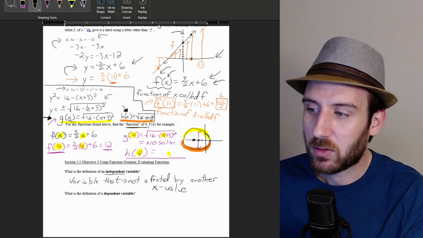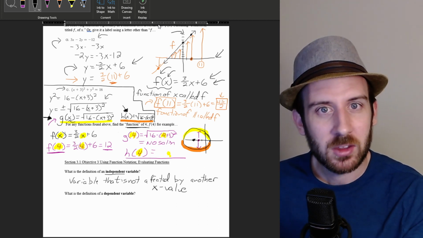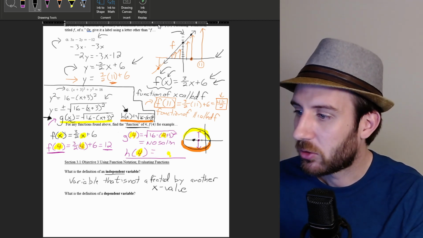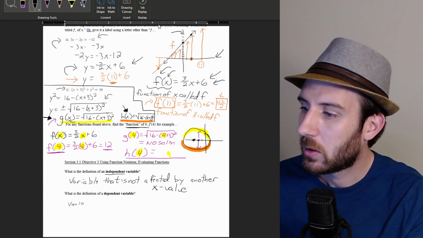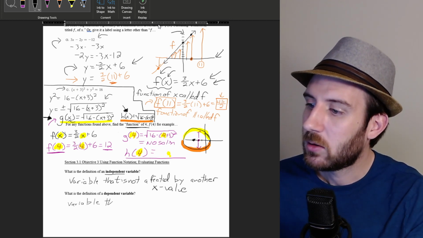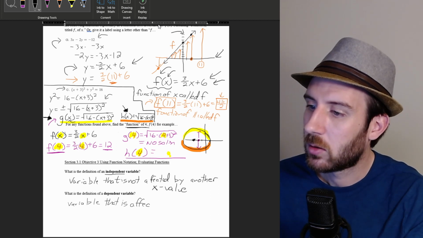What is the dependent variable? Well, that is the thing that's going to be affected by another value. So you'd say it's a variable that is affected by another.